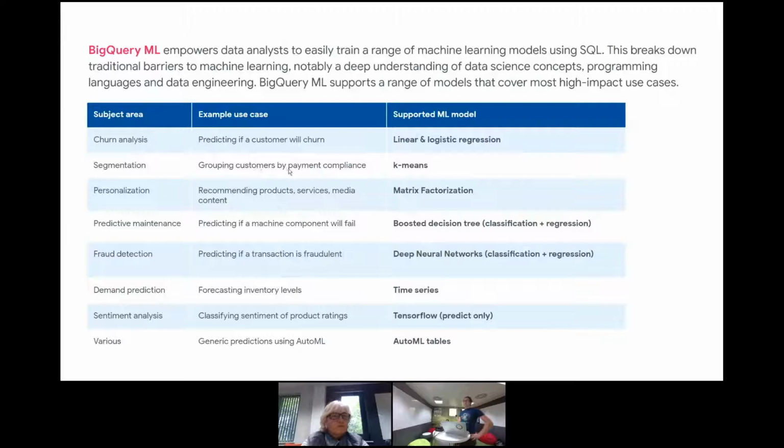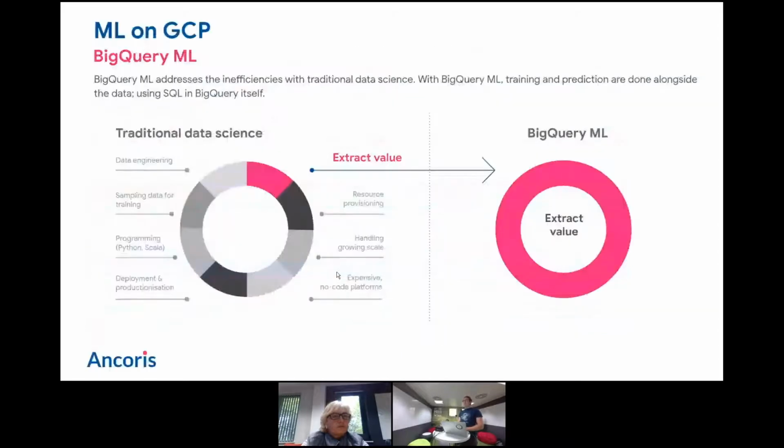Segmentation, so unsupervised learning using a model called K-means, and we'll give you a demo of that in a minute. Personalization, there's a model called matrix factorization, and again, we've got a case study on that. So you get the idea. They've got a really good cover of models.